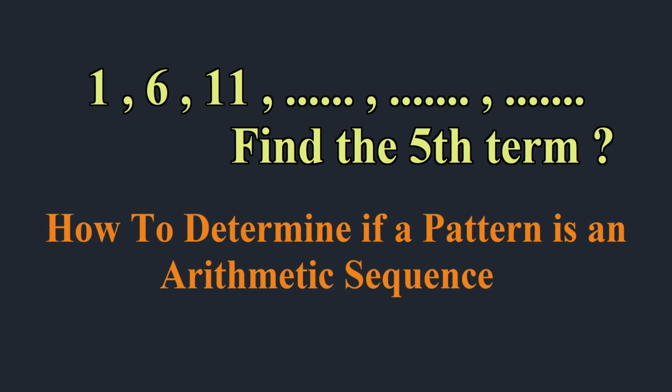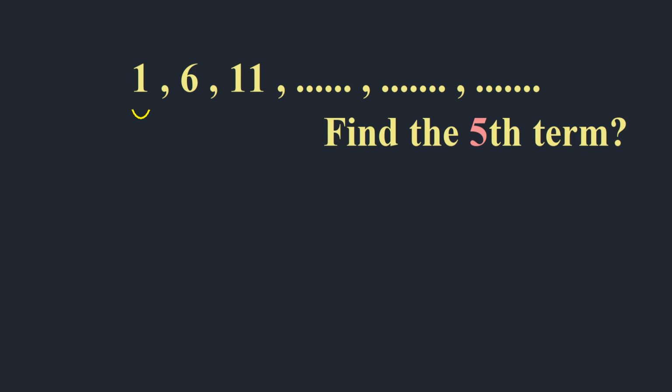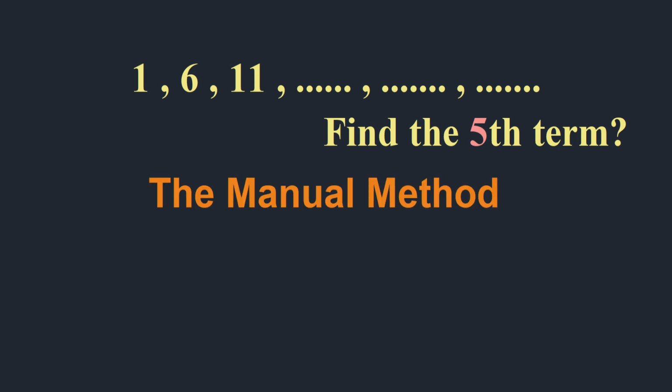In this behind the scenes vlog, we have this sequence 1, 6, 11 and our goal is to get the 5th term. Today I am showing you two methods to solve this problem. The first method is called the manual method. This method is perfect for short arithmetic sequences.